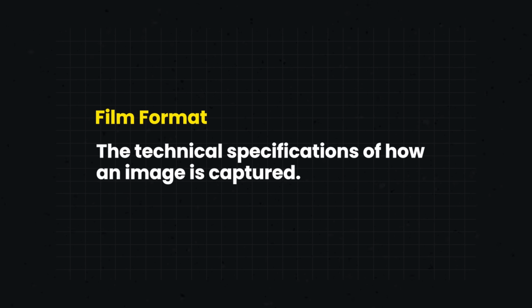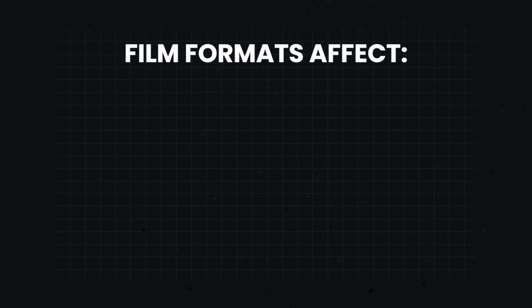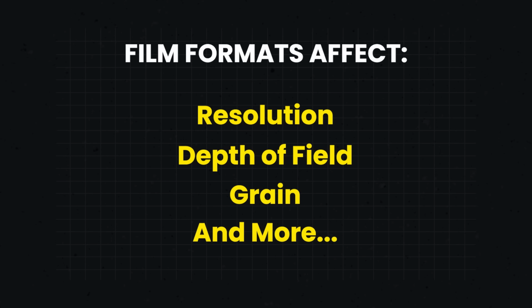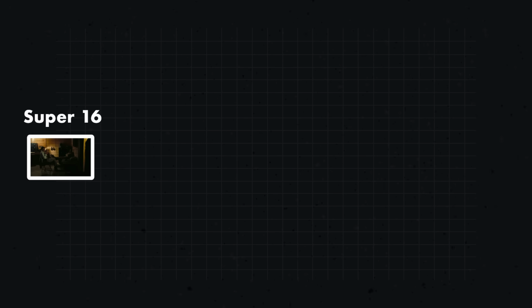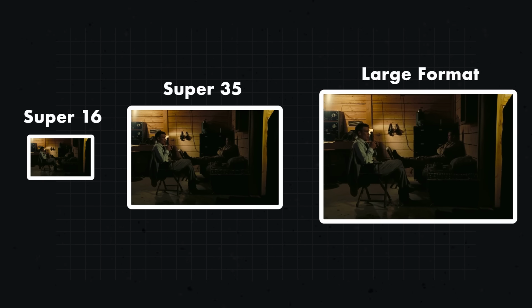A film format refers to the technical specifications of how an image is captured, and the term is used in both moving images and photography. For movies, film formats can also include audio parameters. Film formats affect resolution, depth of field, grain, and more. As a general rule of thumb, the larger the film format, the higher the resolution, and the shallower the depth of field.